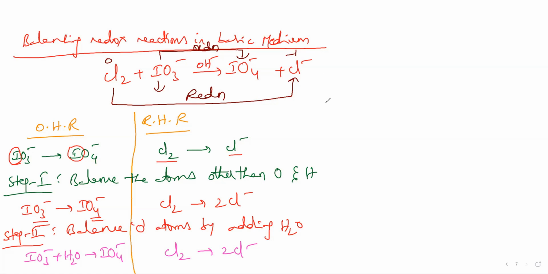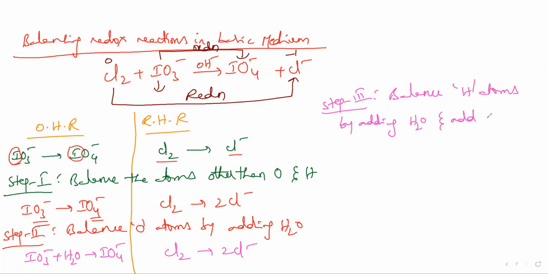Next. Step 3. Balance hydrogen atom. This is the only difference: by adding H2O and adding an equal number of OH minus on the opposite side.